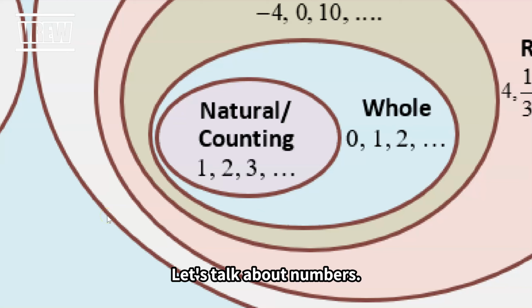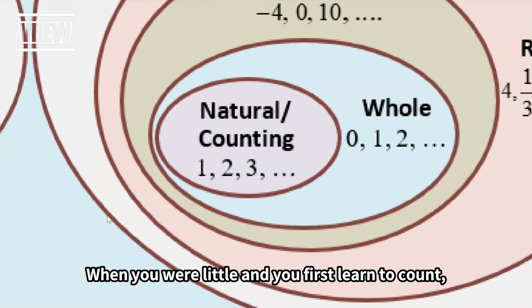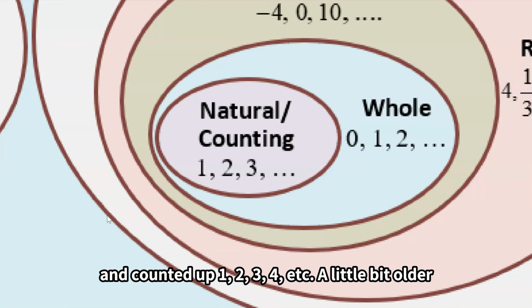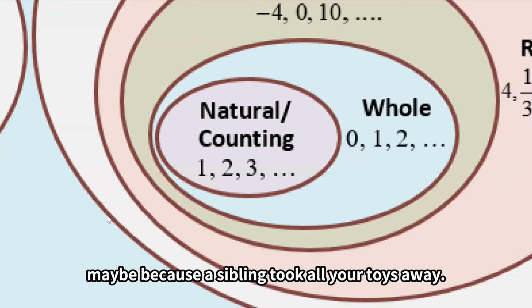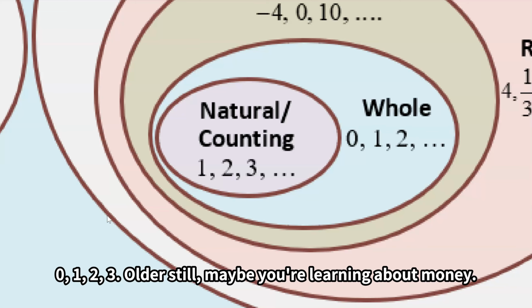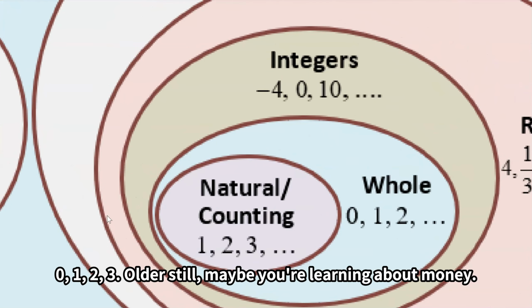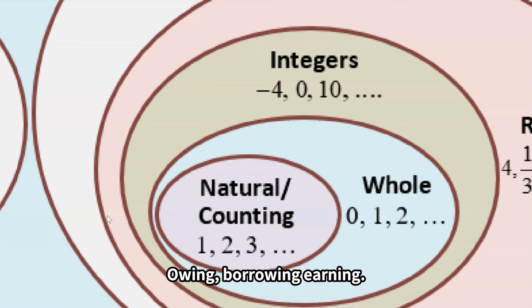Let's talk about numbers. When you were little and you first learned to count, you started with 1 and counted up: 1, 2, 3, 4, etc. A little bit older and you learned about 0, maybe because a sibling took all your toys away. And we have the whole numbers: 0, 1, 2, 3. Older still, maybe you're learning about money, owing, borrowing, earning, and you get the integers, the negative whole numbers and the positive whole numbers, zero in the middle.